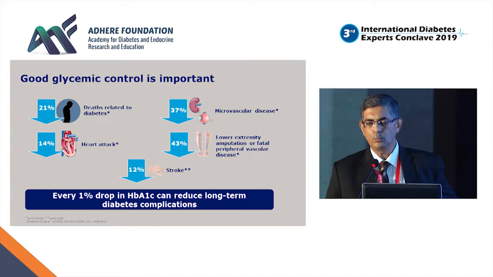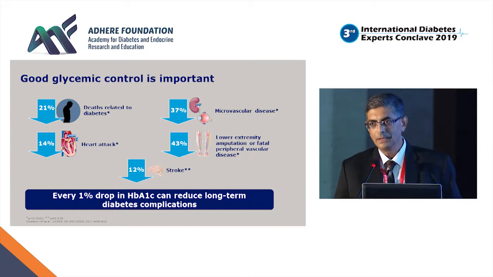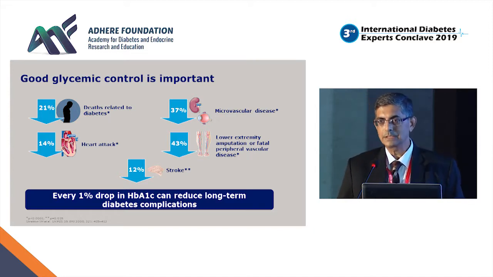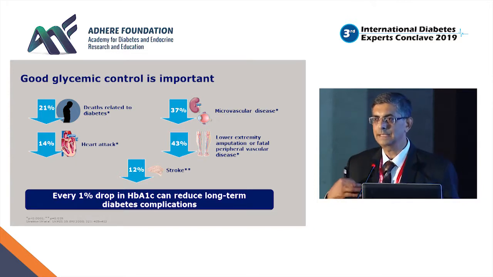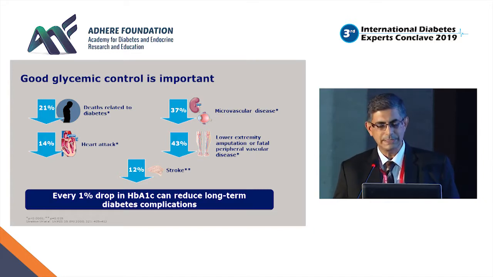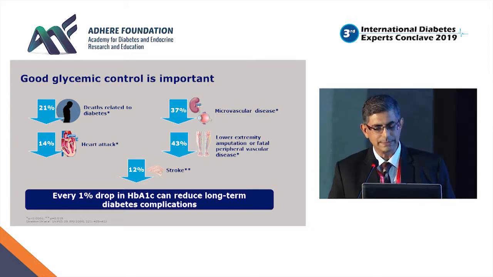We know that if you have a 1% drop in the HbA1c, there is obviously reduction in terms of microvascular complications. Remember that tight, intensive control has direct impact more on microvascular complications than macrovascular complications. But there's clear evidence that it causes 21% reduction in diabetes-related deaths, 14% reduction in heart attacks, 37% reduction in microvascular disease, and 43% reduction in lower extremity amputation and fatal peripheral vascular disease, and 12% reduction in stroke. So this is no brainer as such. I think all of us read through various things.